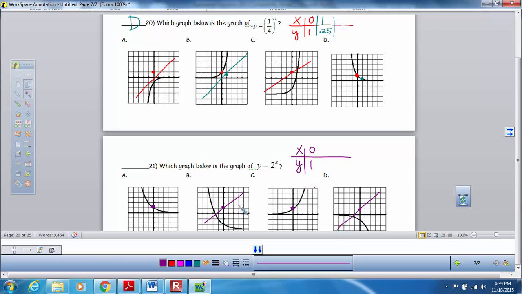So I know that it can't be B and it can't be D, so I need to plug in something else. So let's try 1 for x. If I did 2 to the first, that's just going to give me 2. So I'm looking for 1, 2. If I go over to the right 1, up 2, this one doesn't actually land on this line, so it can't be A. Let's check this one. This one works, so this would be C.